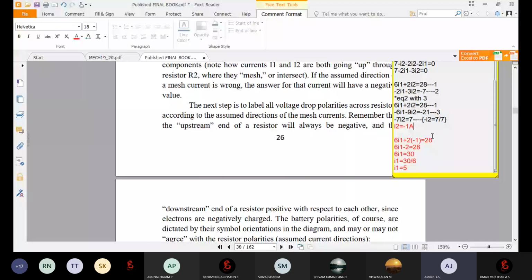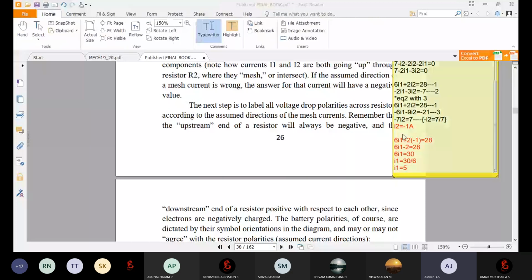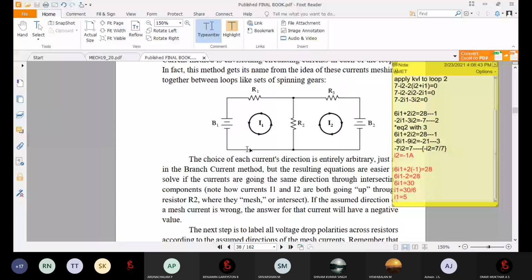So you have to assume that if the voltage source is positive, the current flows from positive to negative. Otherwise, you assume the opposite direction. Okay, then? Is it clear, guys?